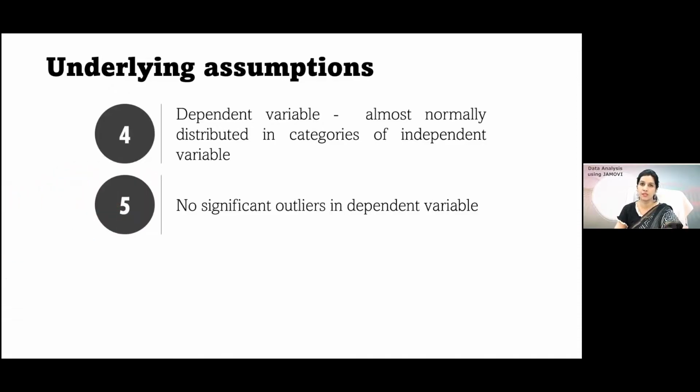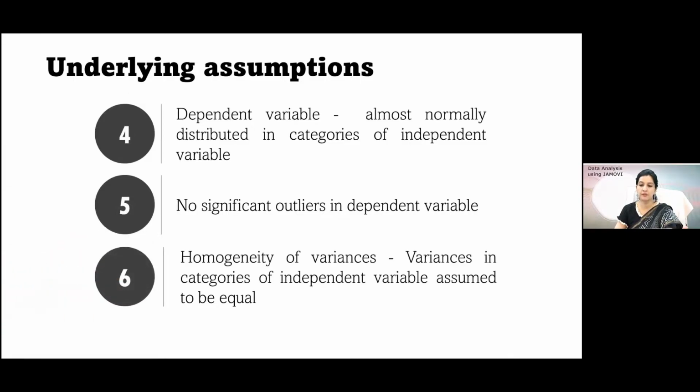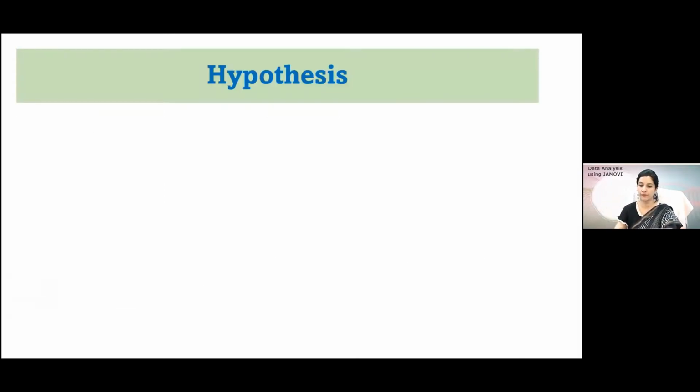There should not be any significant outlier in the dependent variable, and there should be homogeneity of variance. That means the variances in the categories of the independent variable, we assume that it is all the three groups, they are having, from those populations from which we have withdrawn these samples, the equal variance.